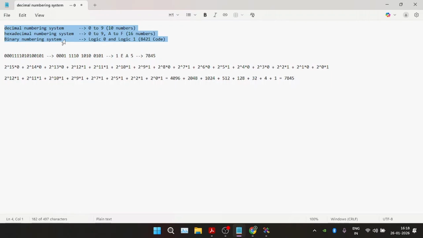And these three numbering systems are very crucial in order to understand MASM and the operations that we are going to do in MASM.